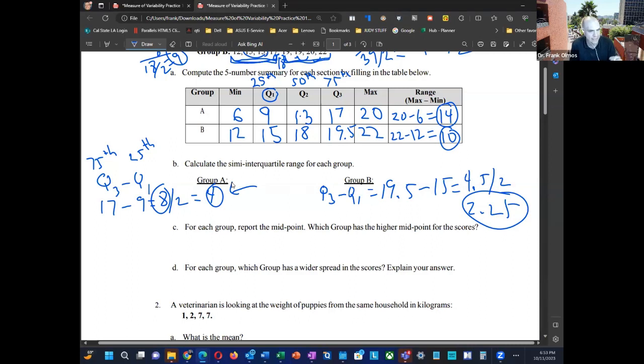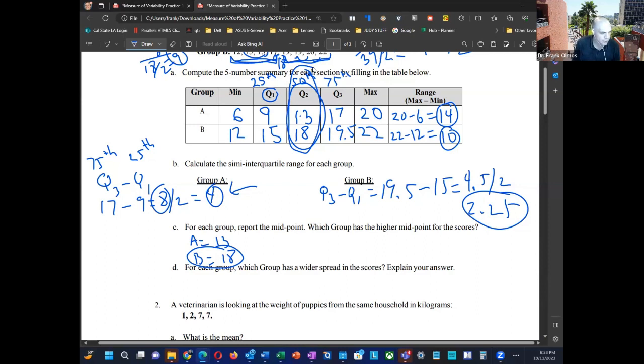Okay, there's a question there that is asking: for each group, report the midpoint. Which group has the higher midpoint for the score? So the midpoint, remember, is Q2. Yeah, thank you, Elizabeth. So midpoint group A is 13, group B is 18, and so group B has the higher midpoint. All right, so remember, midpoint is the 50th percentile, which is right here.